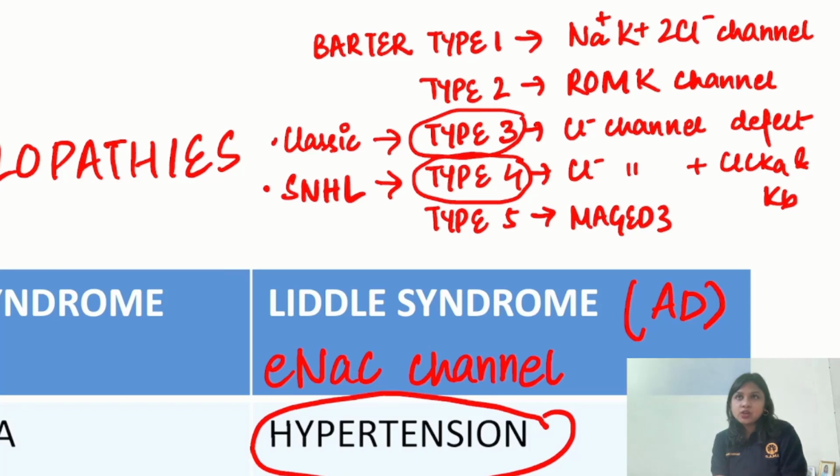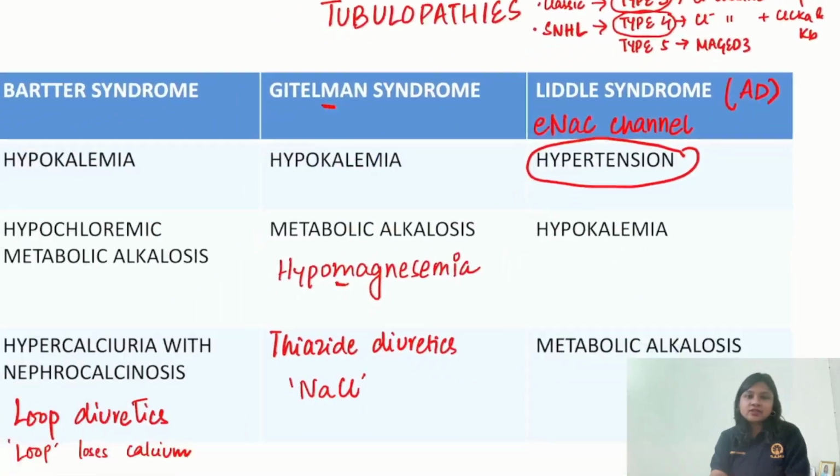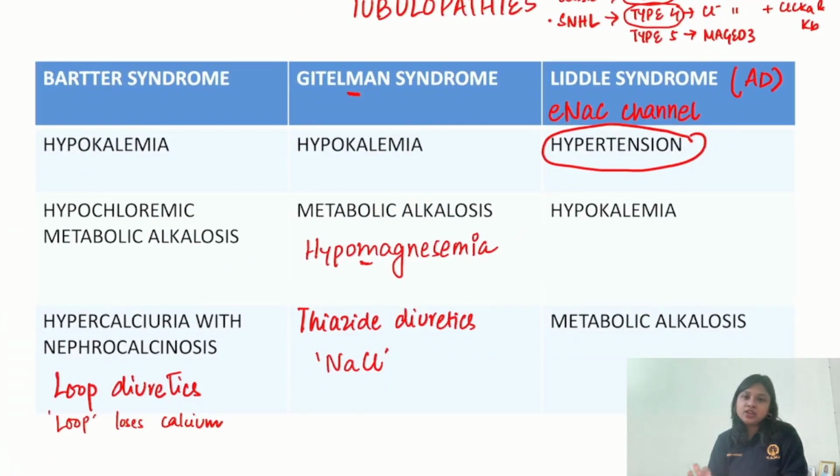Hypokalemic metabolic alkalosis with hypercalciuria is found in which tubulopathy? It's Bartter syndrome. Nephrocalcinosis is found in which tubulopathy? Bartter syndrome. Hypertension is found in which tubulopathy? Liddle syndrome. So these are the one-liners that you can expect from the inherited tubulopathies.